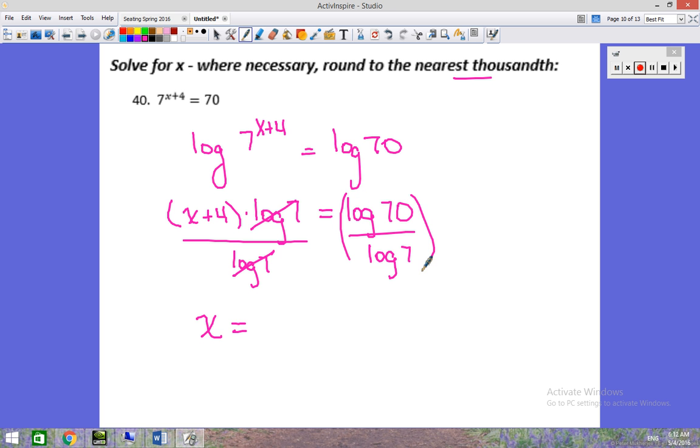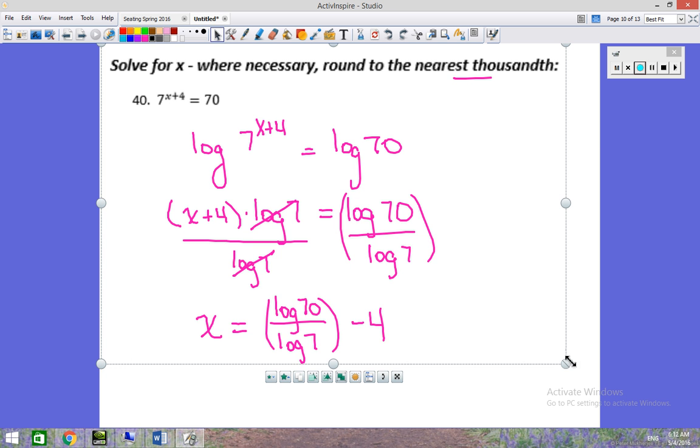And this fraction may not be your favorite fraction, but it does represent some number, and you're going to subtract 4 from it because when we subtracted 4 from the left, we also have to subtract 4 from the right. So we're going to have to go to the calculator to get a decimal approximation for this number.